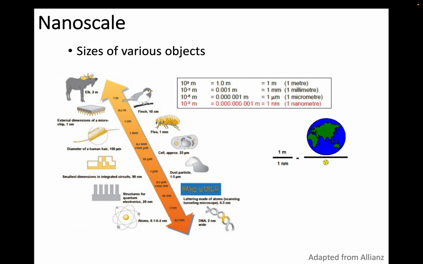Because 1 meter, if you are familiar with the ANSI unit, is essentially about 3 feet, right? So 1 meter is 3 feet, like the Earth, and if we downscale by 10 to the negative 9th power, that is essentially the size of a baseball or tennis ball, okay?